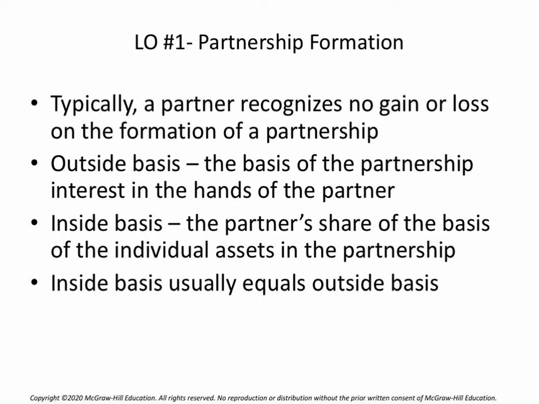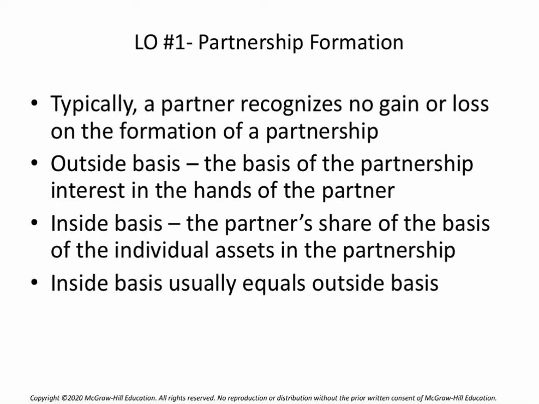The second basis we're going to take a look at is what's referred to as inside basis, and that is going to be what the basis of the property held by the partnership is going to be. And usually our inside basis is going to equal our outside basis, and that's done by that contribution. So if we had $10,000 in cash, for example, it would have a $10,000 basis. If the first partner contributes that to the joint venture, to the partnership, they would then have that same 10,000 basis in their partnership interest, and the partnership holding 10,000 cash would have a 10,000 basis in it.